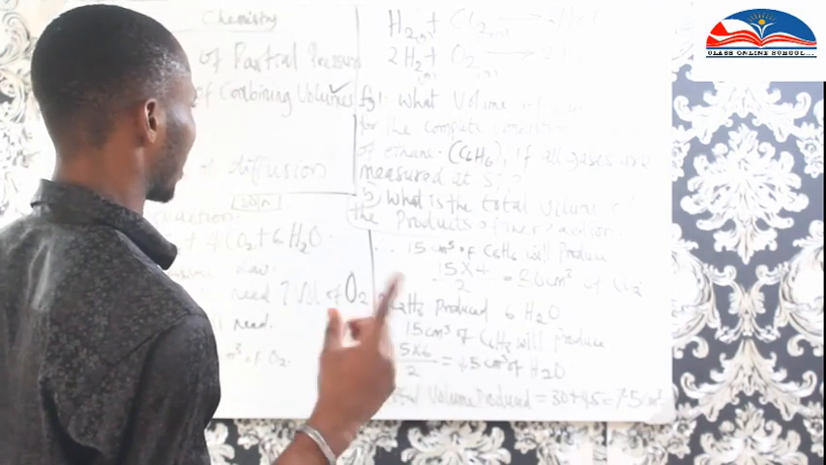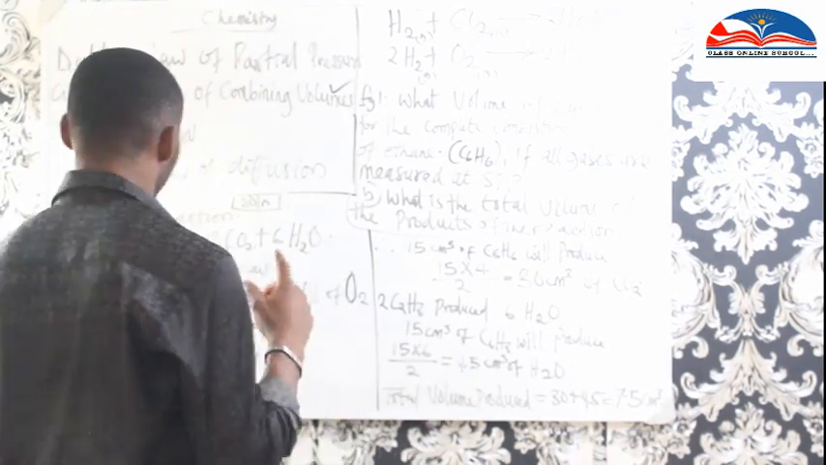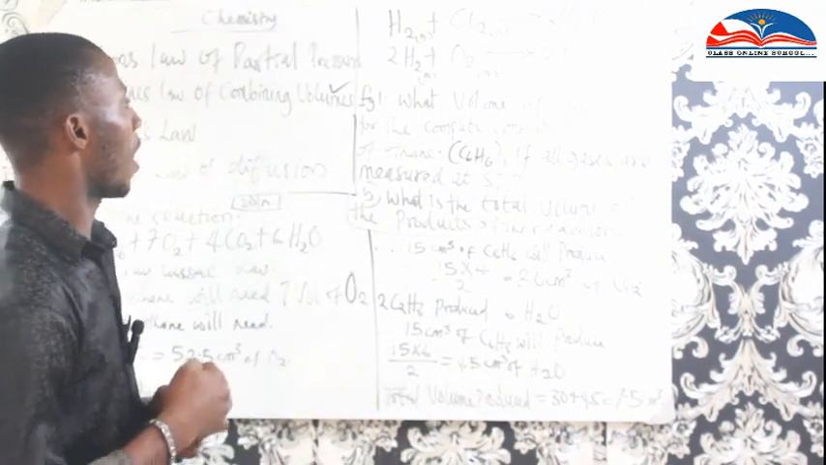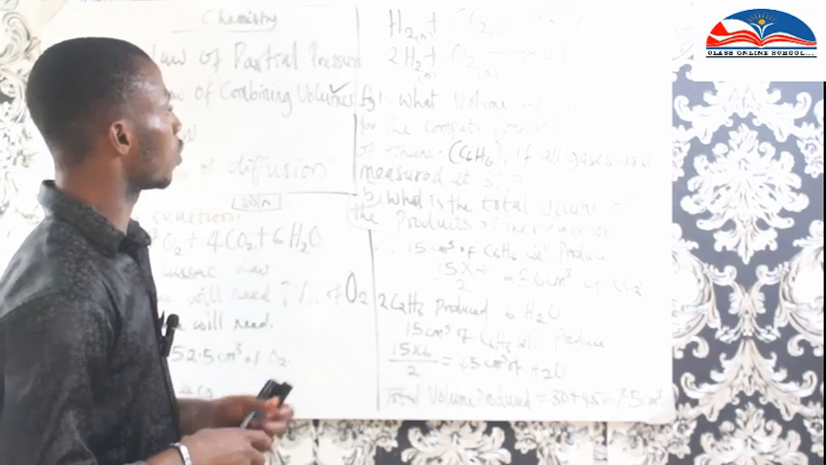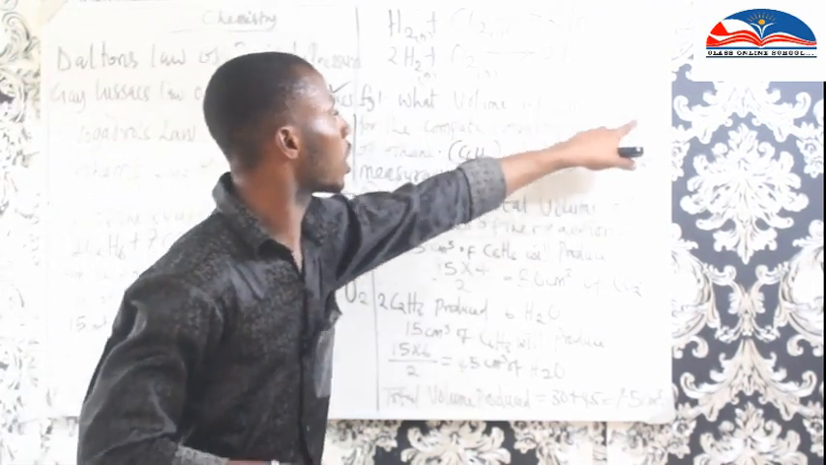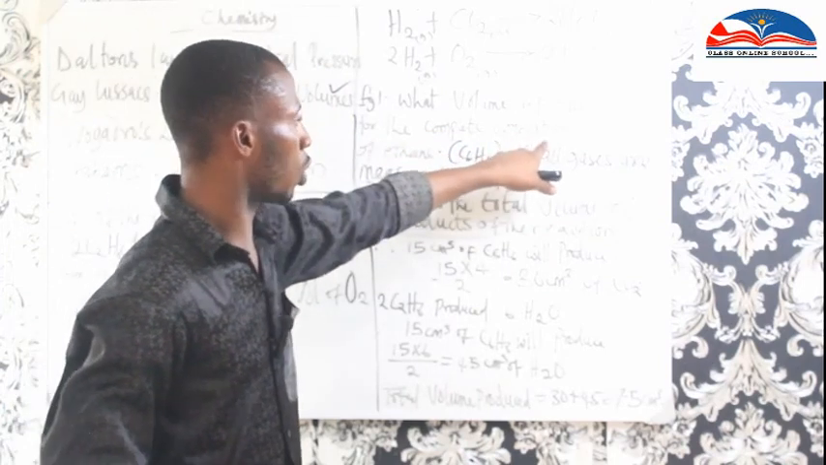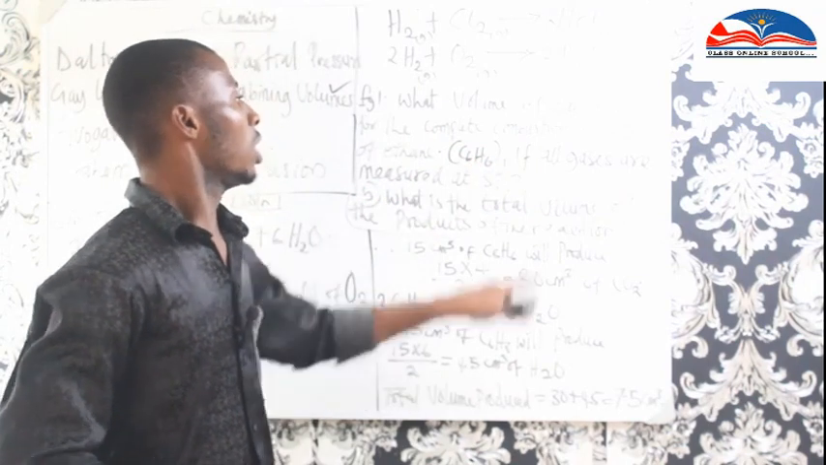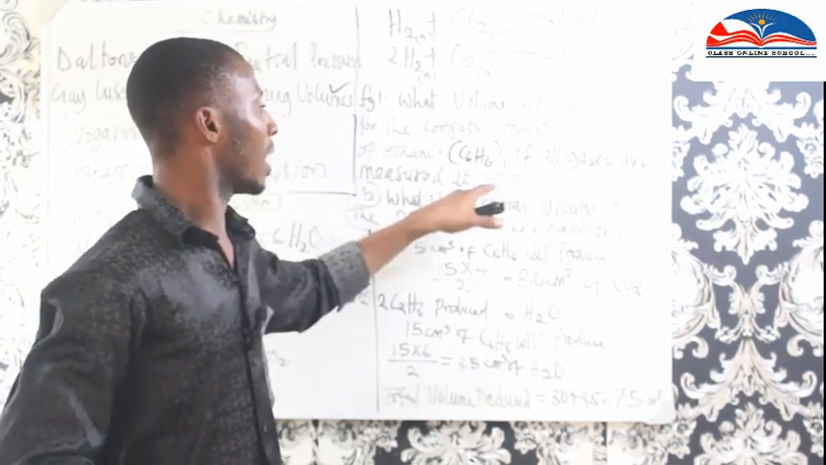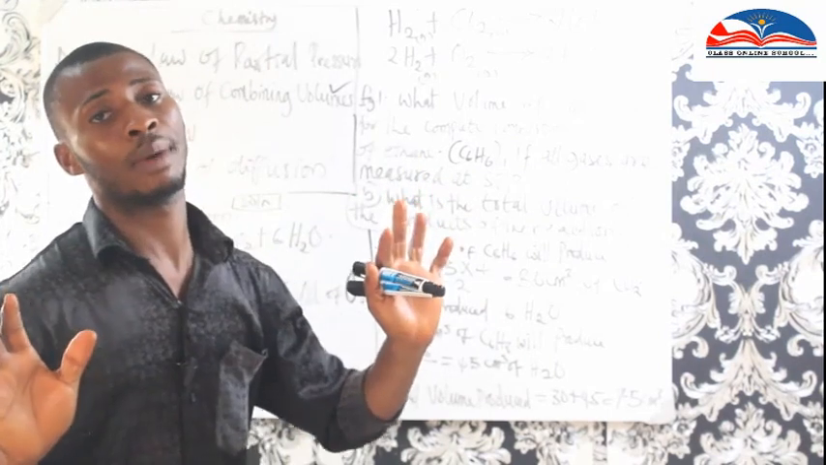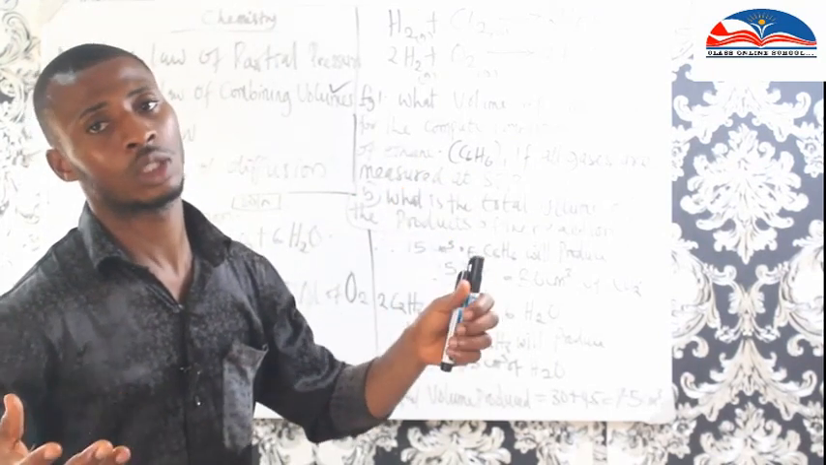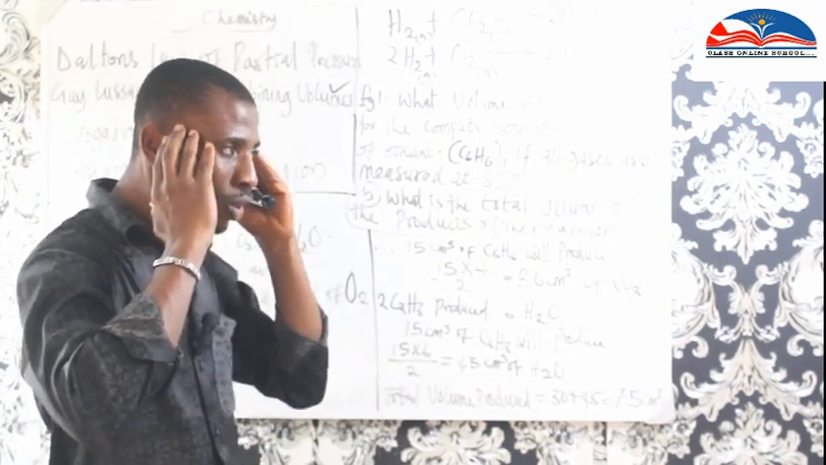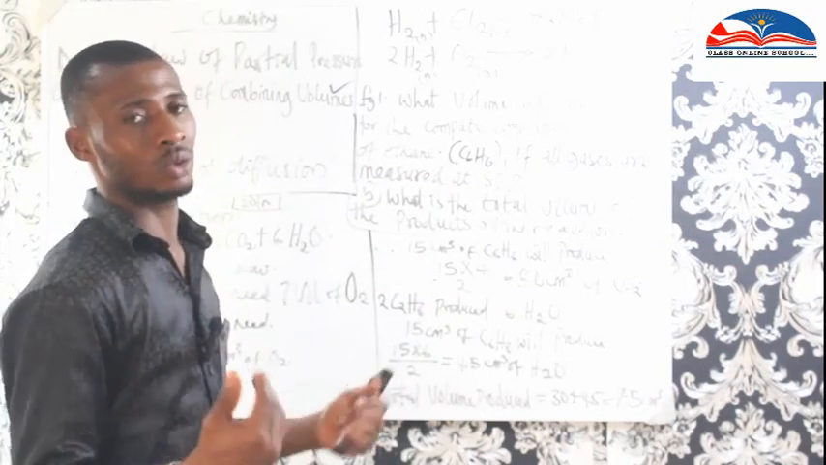Now, let us look at a particular example that can give us an edge to what that law is trying to say. Now, example 1 says, what volume of oxygen is required for the complete combustion of 15 cm³ of ethane, which is C6H6, if all gases are measured at STP? This one is not all about using the gas equation, no. Now, it's just about understanding the question and knowing how to solve it.